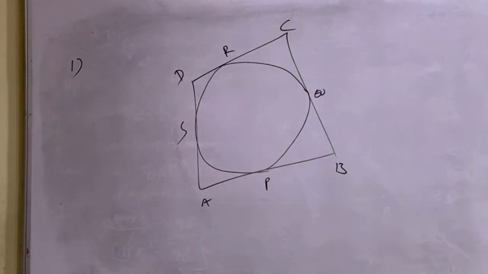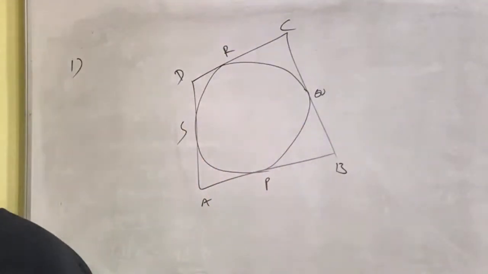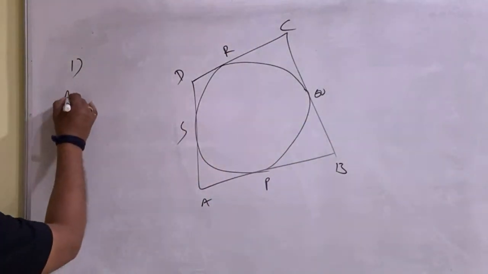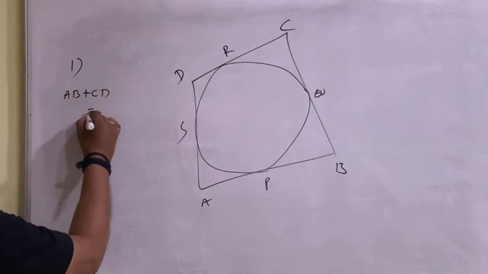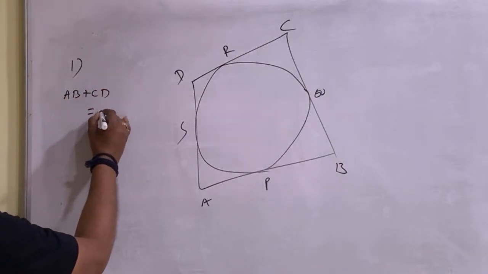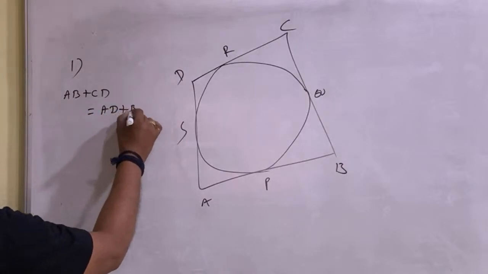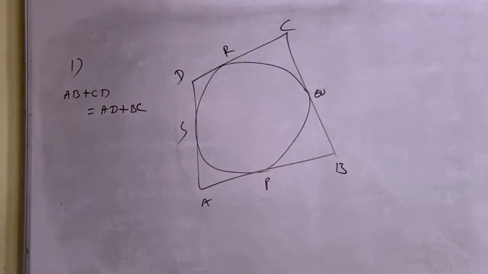Anyone? When a quadrilateral circumscribes a circle, then what is the result? Yes, very good. Sum of opposite sides are equal.